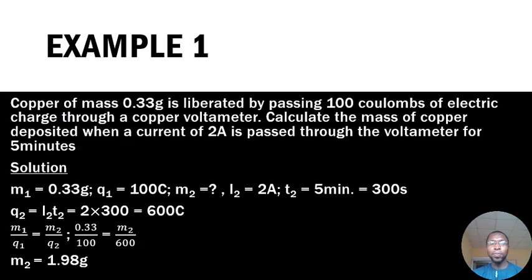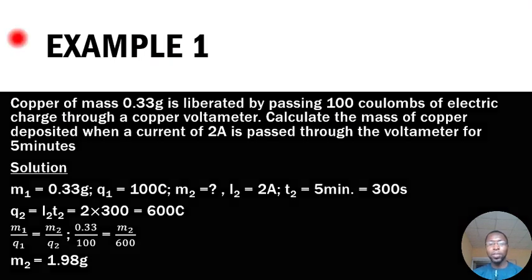Example 1. The question says copper of mass 0.33 grams is liberated by passing 100 coulombs of electric charge through a copper voltmeter. Calculate the mass of copper deposited when a current of 2 ampere is passed through the voltmeter for 5 minutes.